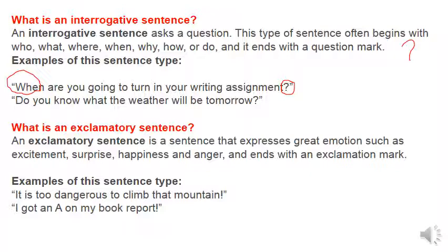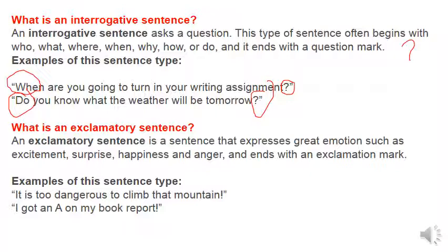Let's read the second example. Do you know what the weather will be tomorrow? It started with do, which is also a question word, and ended with a question mark. So, an interrogative sentence is a sentence that asks a question. It starts with a question word and ends with a question mark.